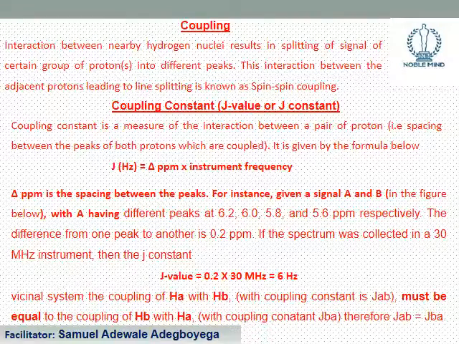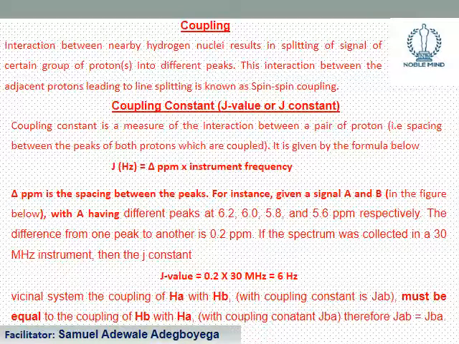Let's talk about that again. You have 1 proton on a particular carbon, and a proton on another carbon, and that means you have 2 environments. One environment will be splitting the signal of the other environment. That interaction, one environment splitting the signal of the other environment, is called coupling.